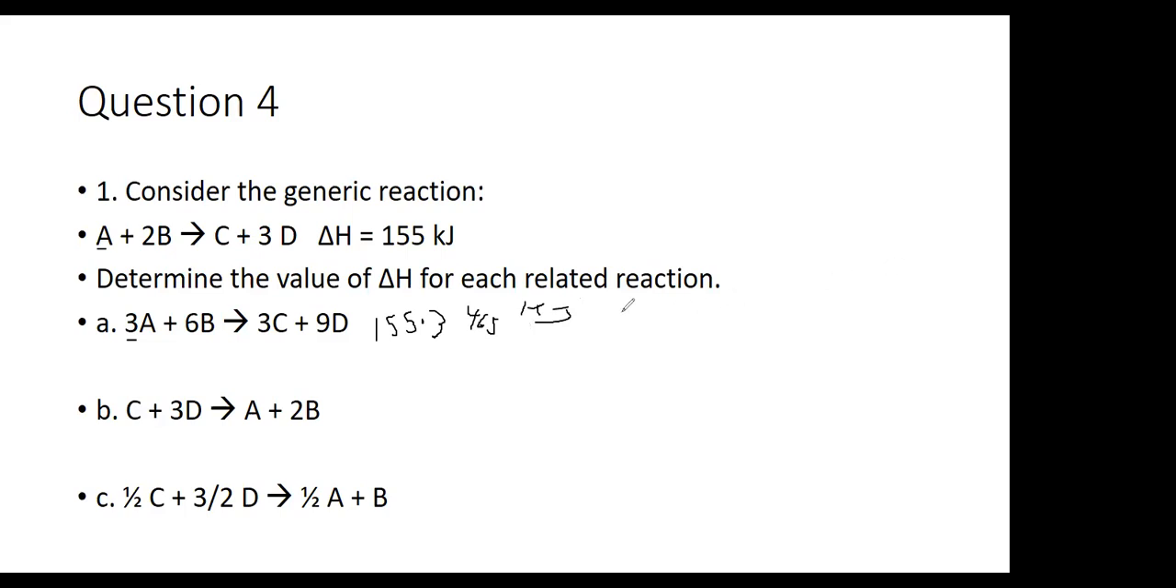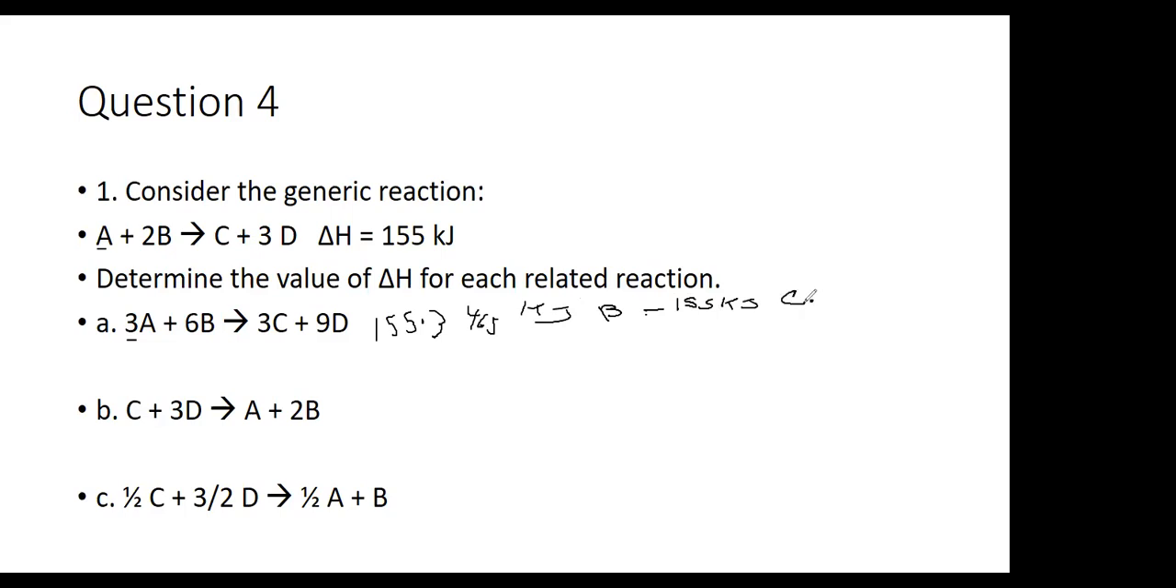For B, so that's A, this is B right here. What's happened is that we've just flipped the equation, right? So C was a product in our original equation. Now it's a reactant. So all we need to do is flip the sign. So for B, it's negative 155 kilojoules.